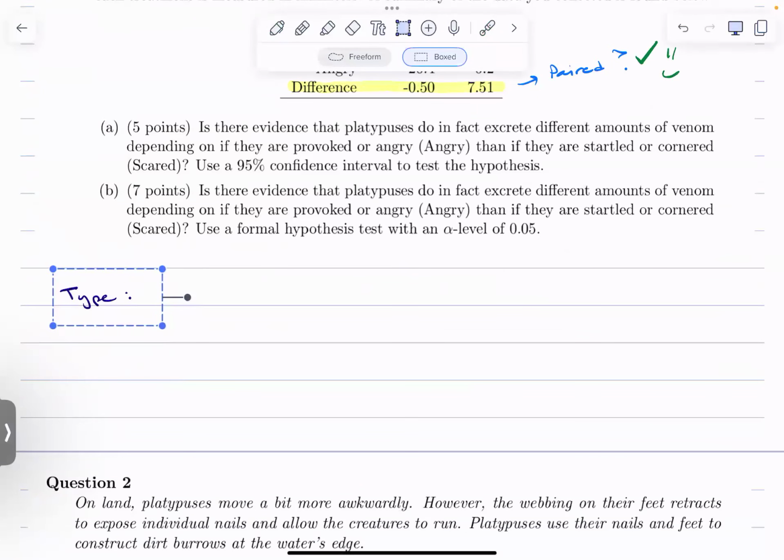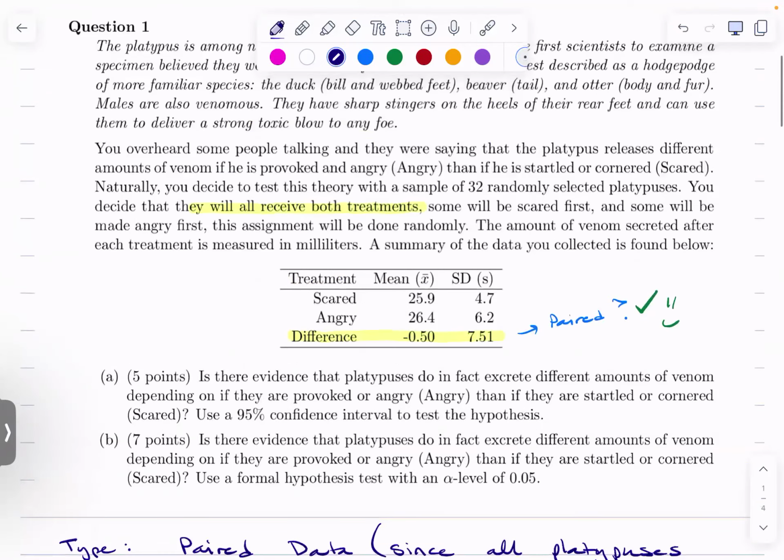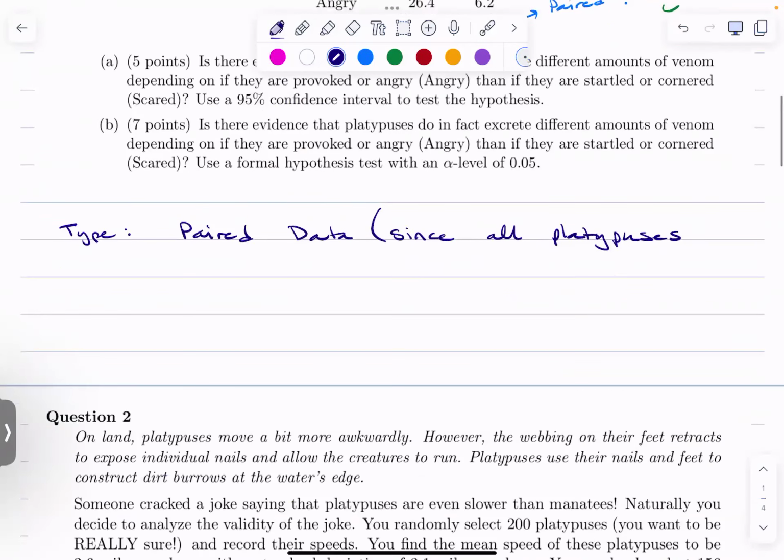Okay. So for the type, this is going to be paired data, since all platypuses, and you don't need to give this last part, I just need to know what type, right? The header on the formula sheet. Okay? But I'll explain for your benefit. Since all platypuses receive both treatments.